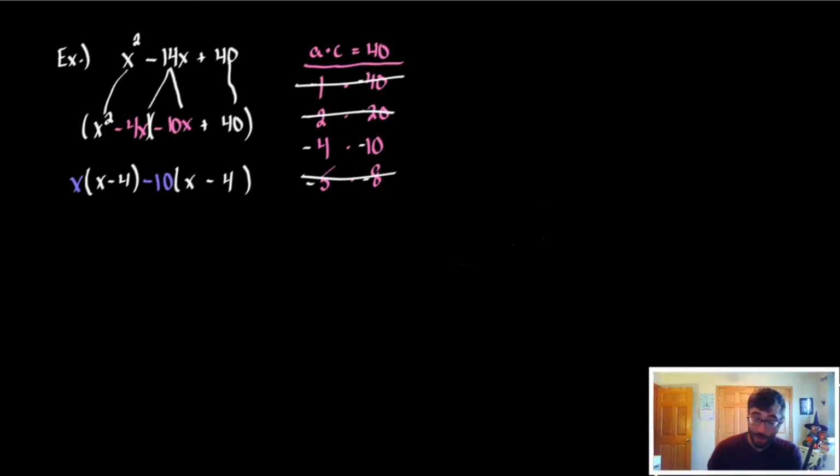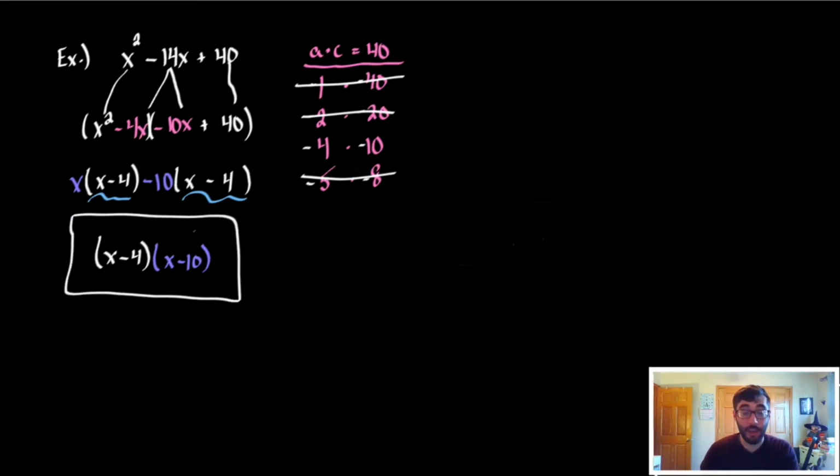Because now I have that common binomial, I have this common factor of x minus 4. So I can factor out x minus 4. And my other binomial would be made up of these leftovers out in front, x minus 10. And this would end up being our final answer. And once again, you can double check this by multiplying this out. It would end up giving us our original answer.